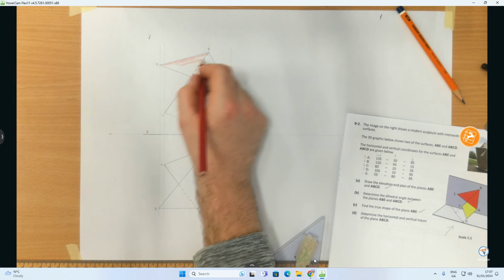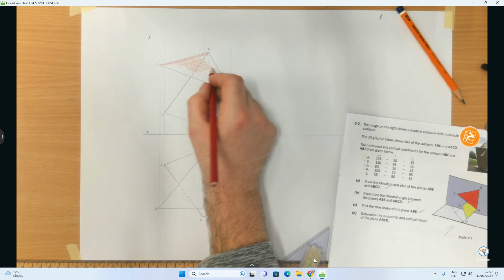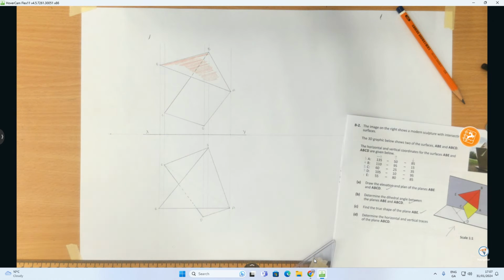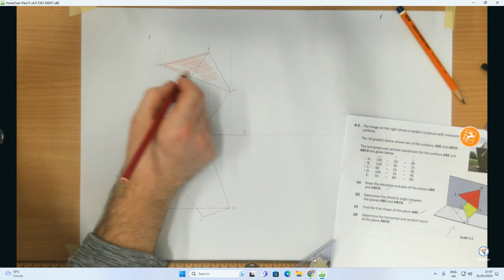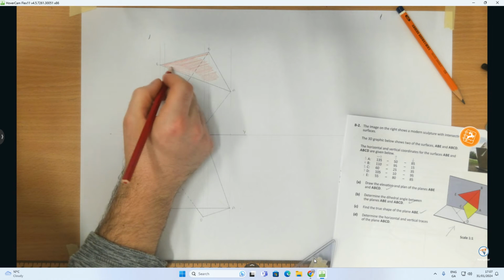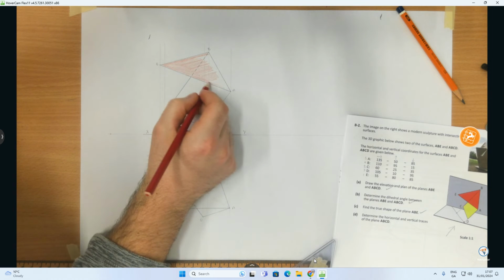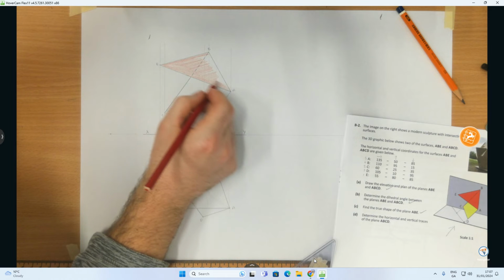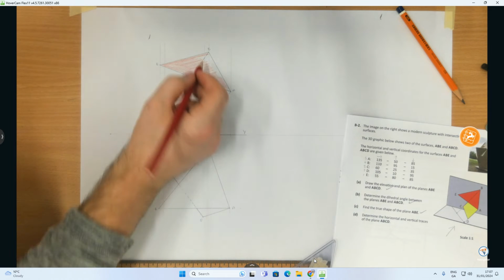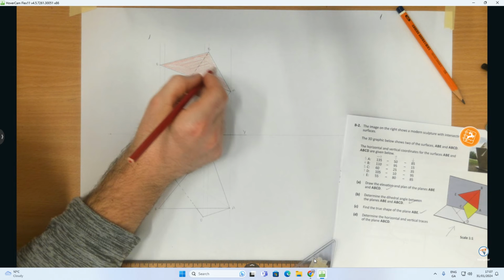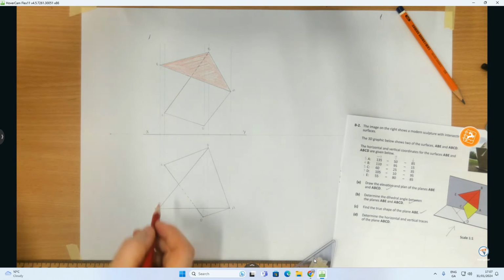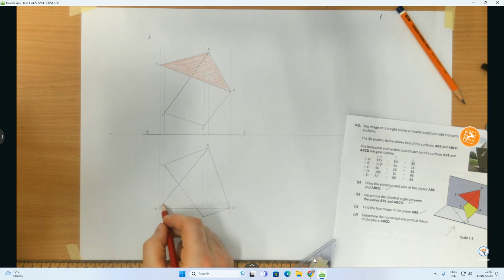I'm going to shade that in as best I can. Just continue shading it in there. Now this can be done at the end of the question if you want, because it shows your understanding of the problem as a student. Okay, that's my one triangular plane surface. So we've got the triangular plane surface there. There's the one in elevation. Now I'll do the one in plan.